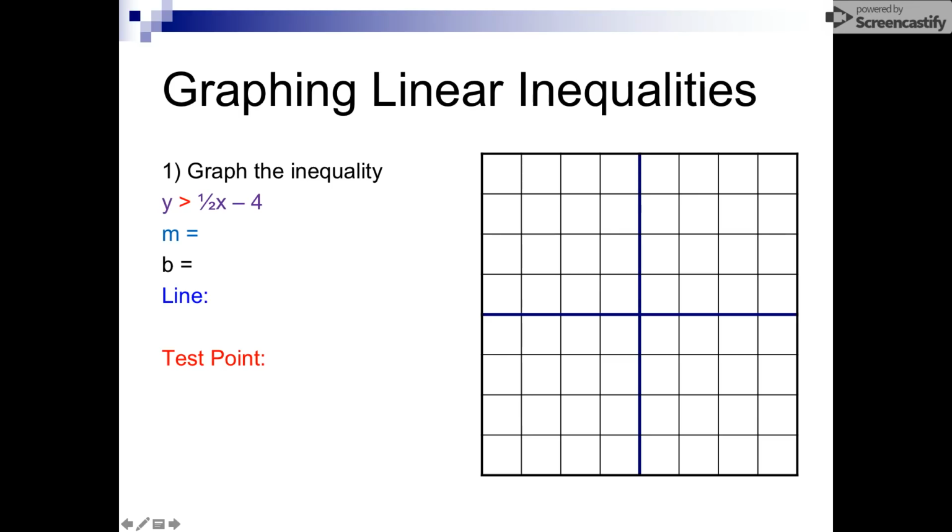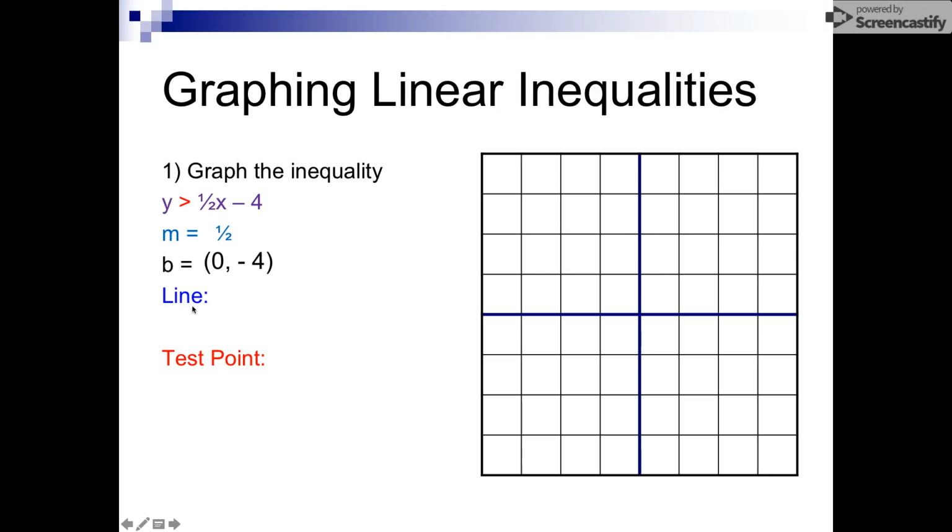All right, so here's our first example. It says graph the inequality y is greater than 1/2 x minus 4. In order to graph this inequality, we first have to identify our m, and our m is 1/2. We also have to identify our b. Our b is a set of coordinates, and it's 0, -4.